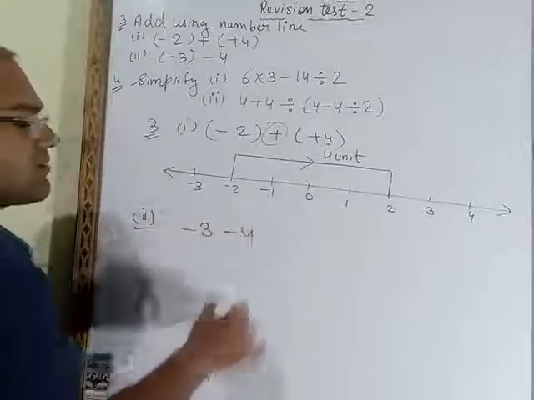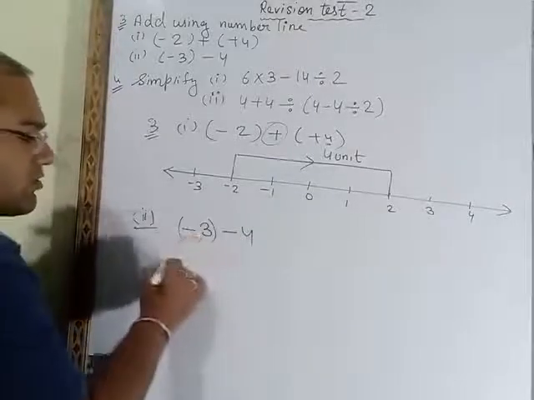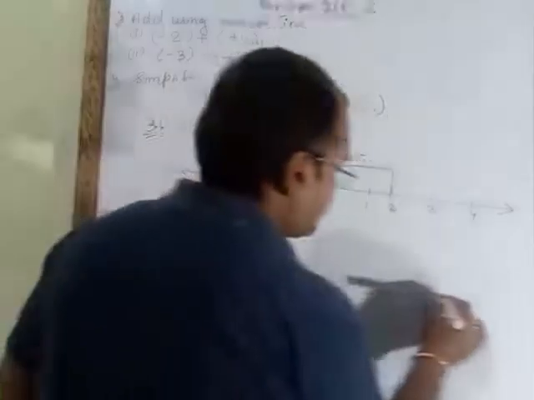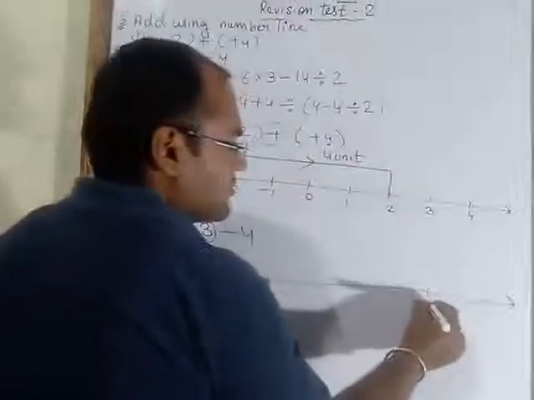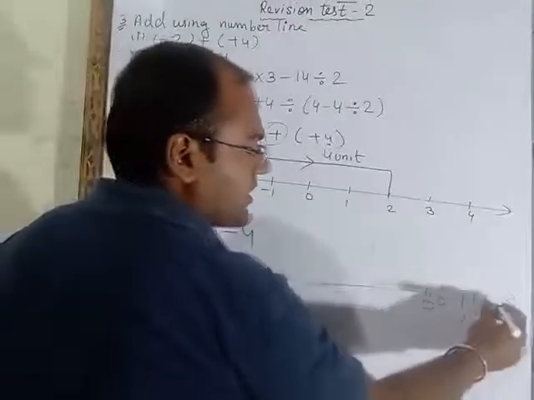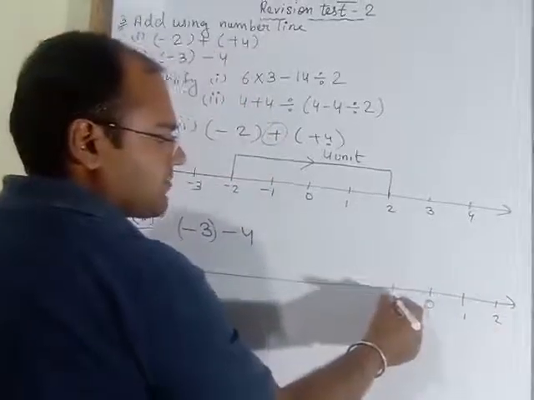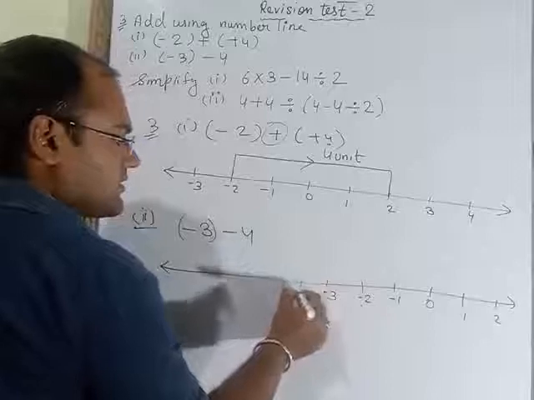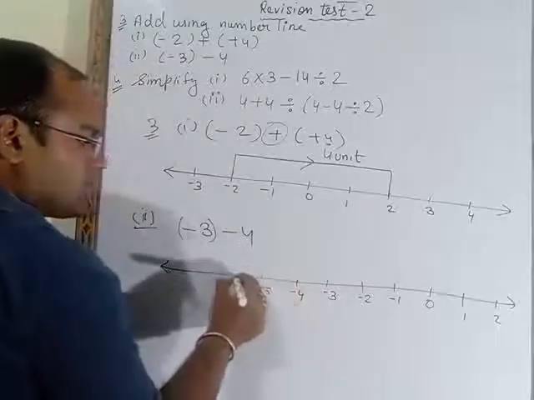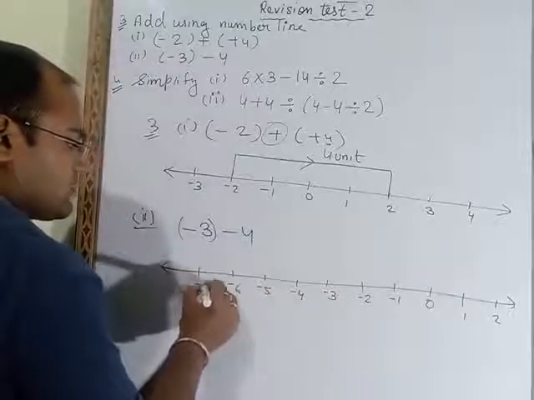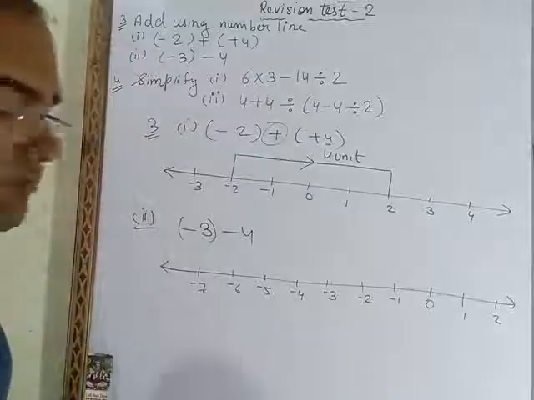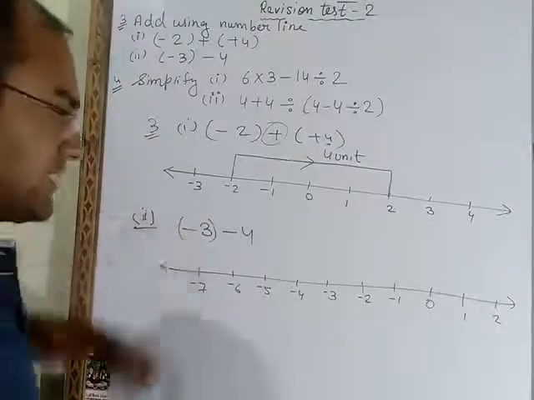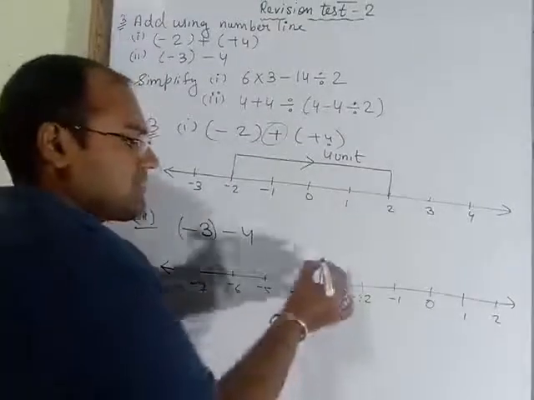minus 3 and minus 4. So we will draw the number line: 0, then 1, 2 on the right side, and on the left side minus 1, minus 2, minus 3, minus 4, minus 5, minus 6, minus 7. From where do we have to start this number line? We have to start from minus 3. Where is minus 3? This is minus 3.